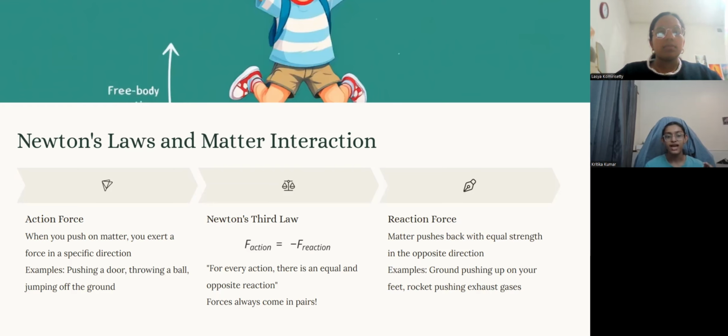So the action is that you're jumping off the ground, and the reaction is that the ground is pushing up on your feet. That is why you're able to jump. Because when you're jumping, you have to push yourself down to be able to jump back up. And that is where Newton's third law comes up.